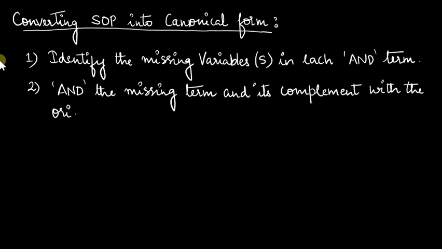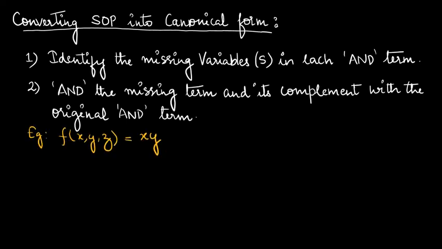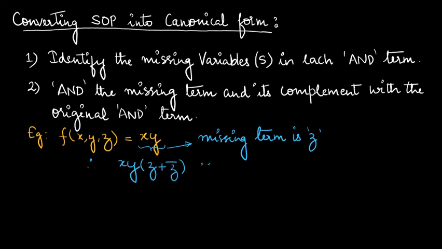As an example, we have f of x comma y comma z, which is equal to xy, and the missing variable is z. Since this is a SOP equation, we are going to add z plus z bar, which is equal to 1. Adding this term will keep the original term unchanged.